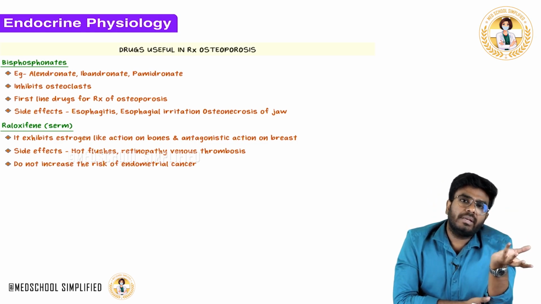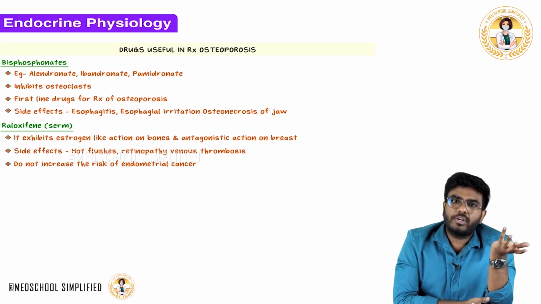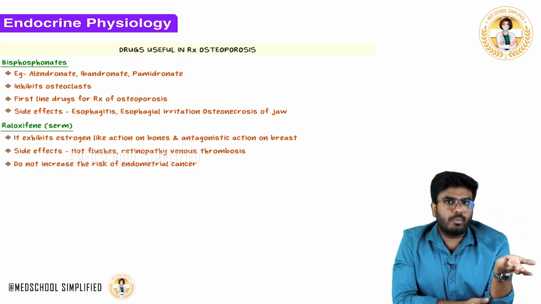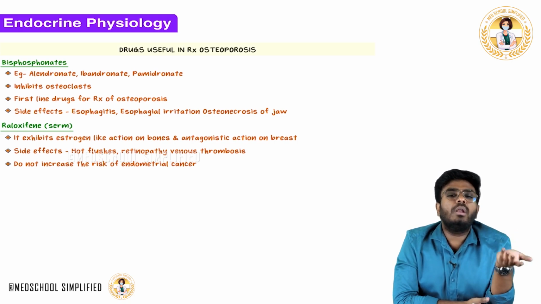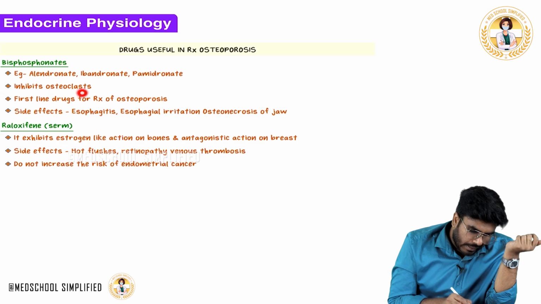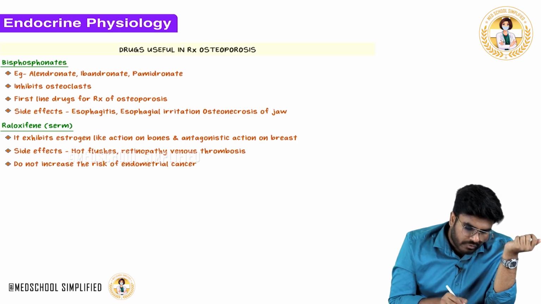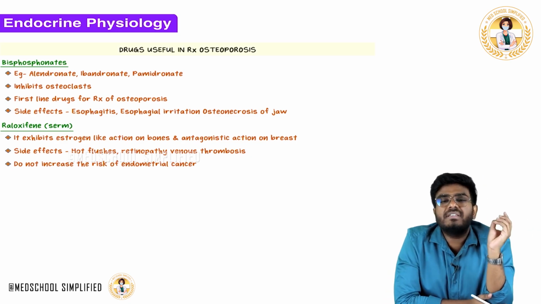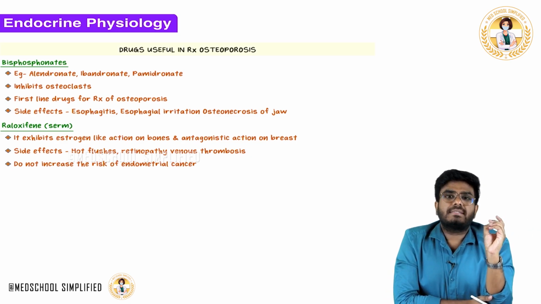Whenever the osteoclasts are inhibited, what happens? Bone resorption is going to be inhibited. Whenever the bone resorption is not there, that is something good in osteoporosis, because only bone formation will be there. So the bone mineral density will be increased. So they inhibit the osteoclasts and are the drug of choice, or the first line drugs, in the treatment of osteoporosis. But there are important side effects of these bisphosphonates.